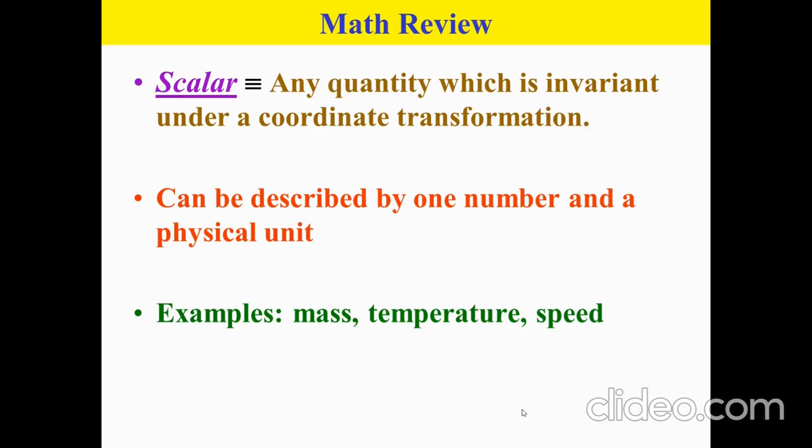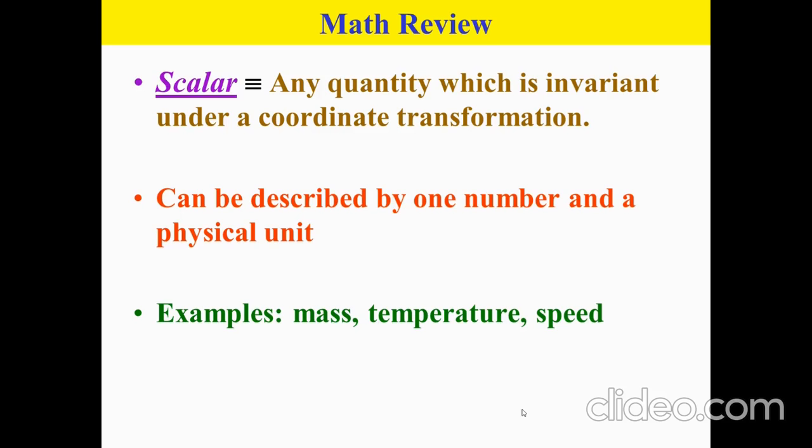So let's begin with reading a little bit about what a scalar is. A scalar is any quantity which is invariant under a coordinate transformation. In simplistic terms, any quantity that can be described just by one number and a physical unit is a scalar. For example, mass, temperature, speed, these are all scalar quantities.